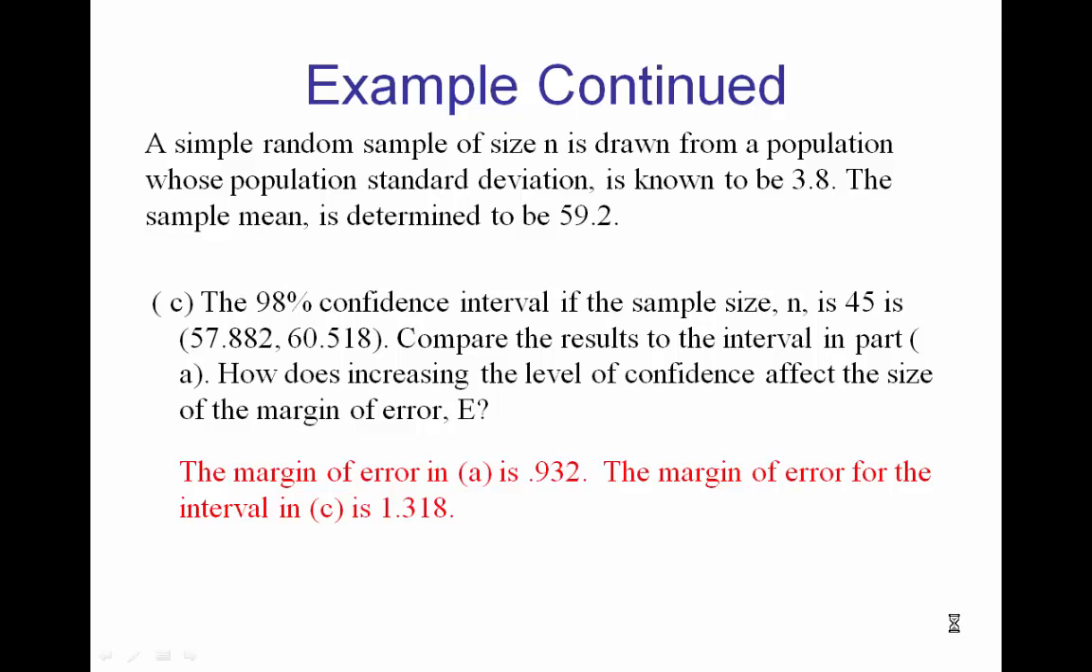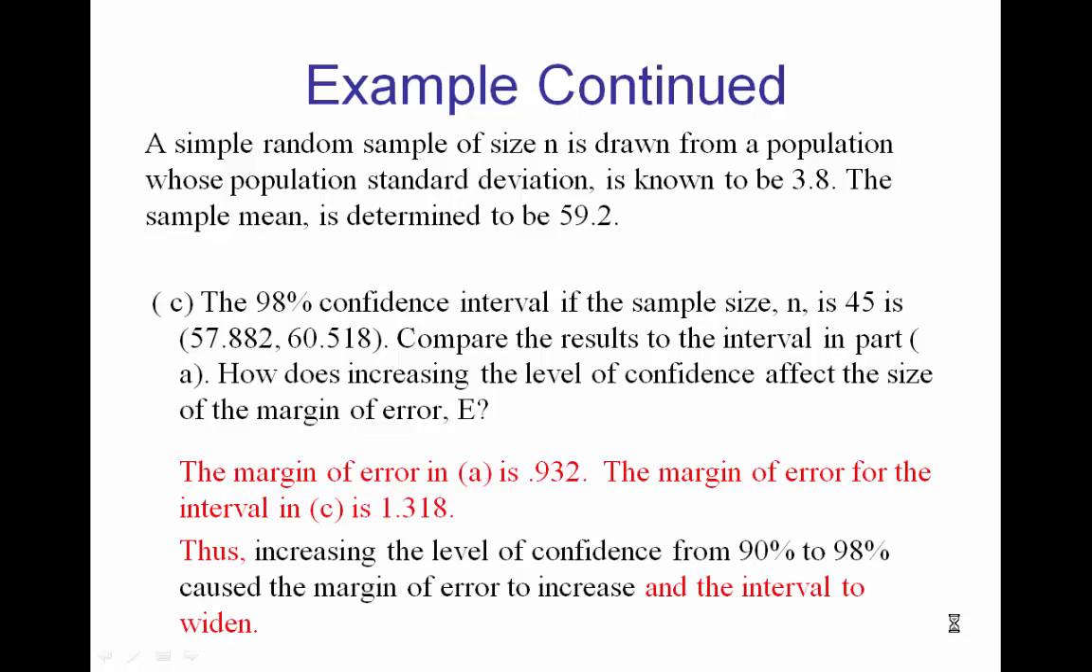The margin of error in A is 0.932. The margin of error for the interval in C is 1.318. Thus, increasing the level of confidence from 90 to 98% caused the margin of error to increase and the interval to widen.